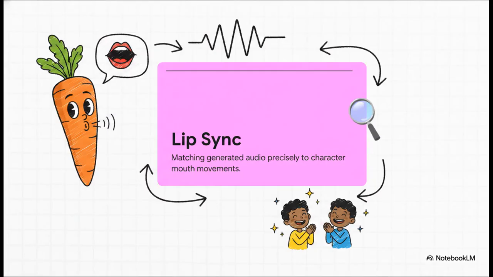But wait, having the audio is really only step 1. The real magic happens with lip sync. This just means latching the generated audio precisely to your character's mouth movements. When your carrot is delivering a moral lesson, you use AI lip syncing features so the mouth opens and closes perfectly in time with the actual words. It's this synchronization that truly sells the character to the kids watching.